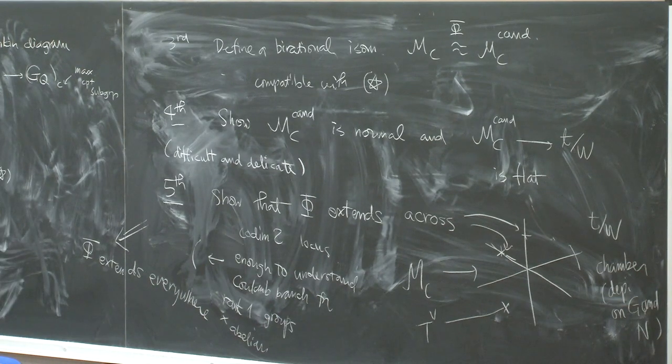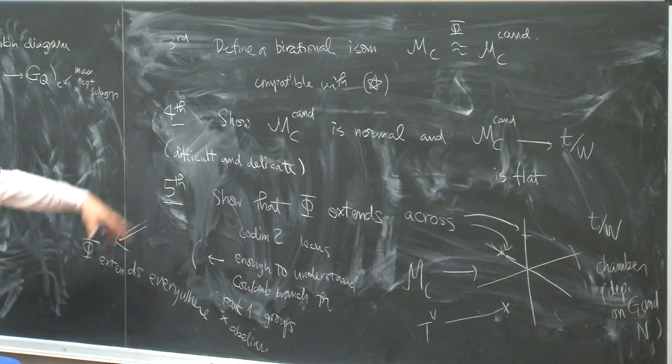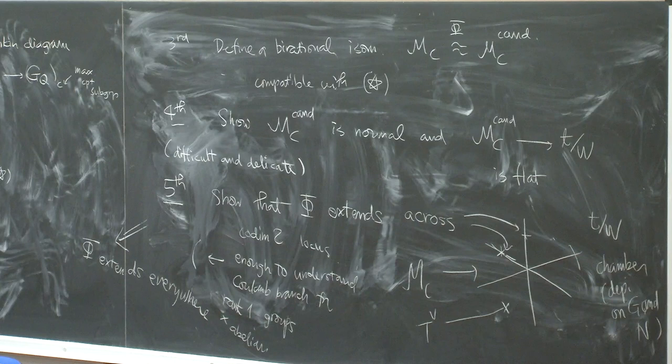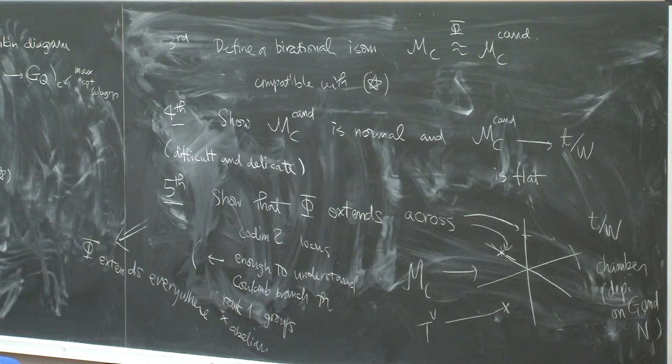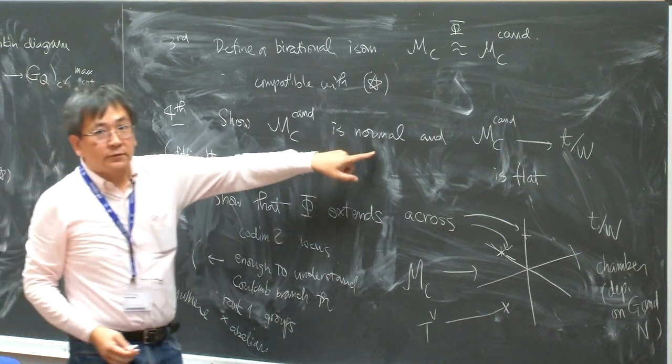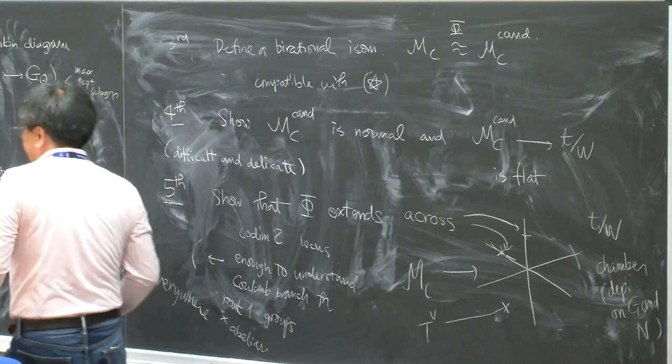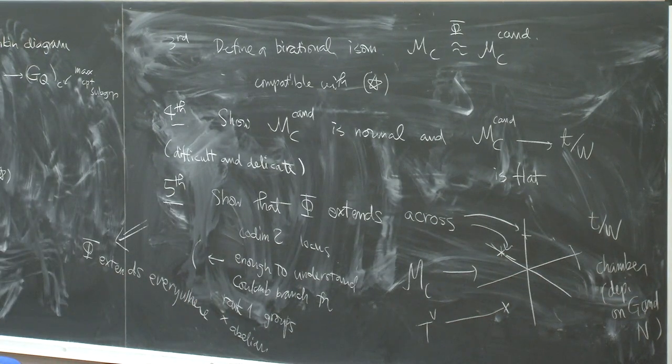For all the theorems I stated, all the results are checked in this manner. So somehow we really need to know what the candidate is. For this case we already have a candidate, but we don't know the normality and flatness. That is a problem for us. We can generalize, but we need to slightly generalize the definition. That is another story, so I don't explain.